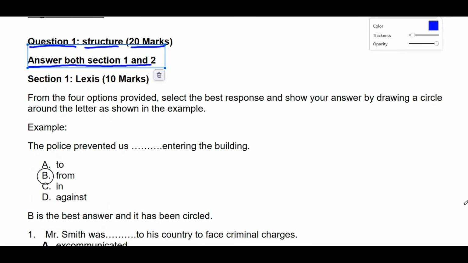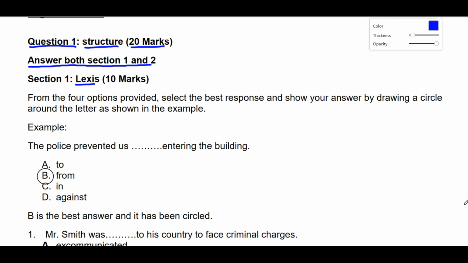The first section is about Lexis, given 10 marks. So what is Lexis in English? Lexis is all about the words of a language and the manner in which those words can be combined. How do you use the expressions? How do you connect the words? That is what Lexis is all about.